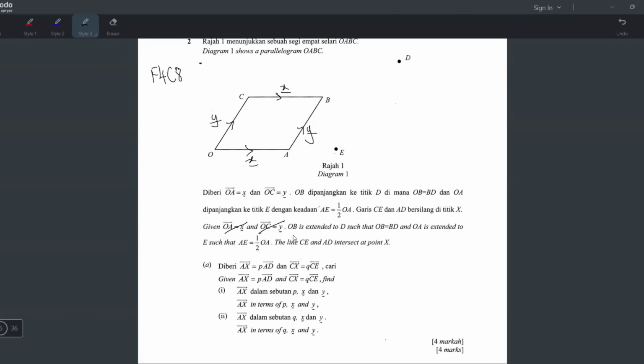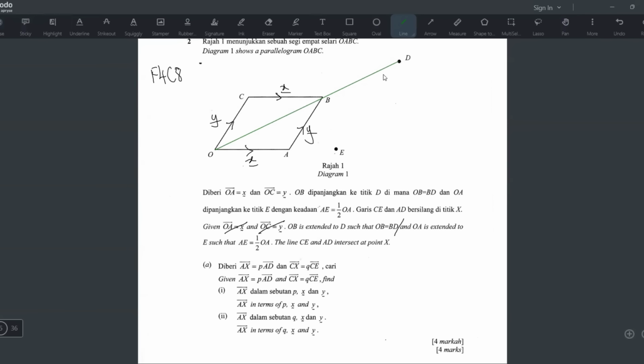Okay. All right, OB extended to D such that OB equals BD. Okay, let's draw some lines. OB line is extended to D. So they are collinear lah. Yeah, they're collinear. Collinear means segaris. So, and then OB equals BD. So it means the ratio is 1, 1 here. It means B is the midpoint lah. But I don't think I'll be using the midpoint formula because this is not a coordinate geometry question. It's a vector question. So yeah, definitely won't be using the midpoint formula.